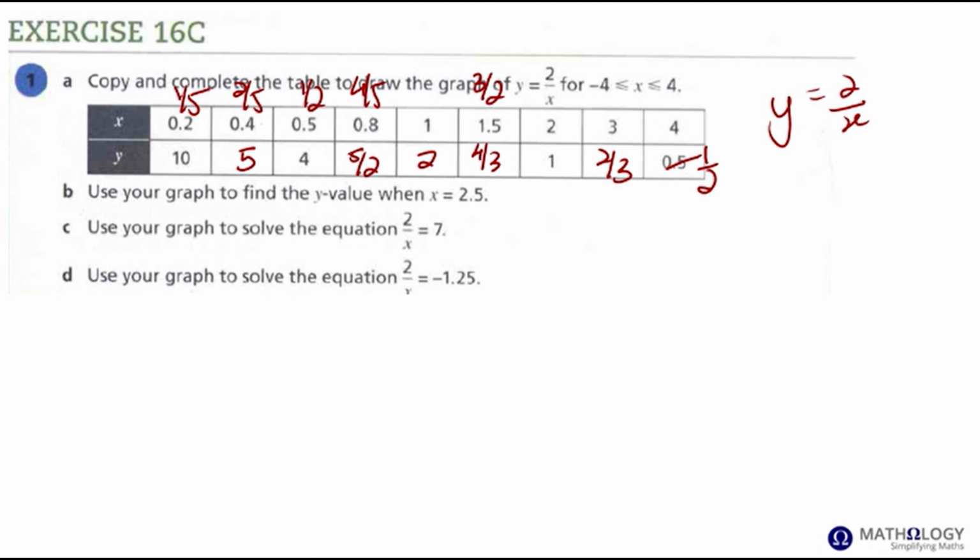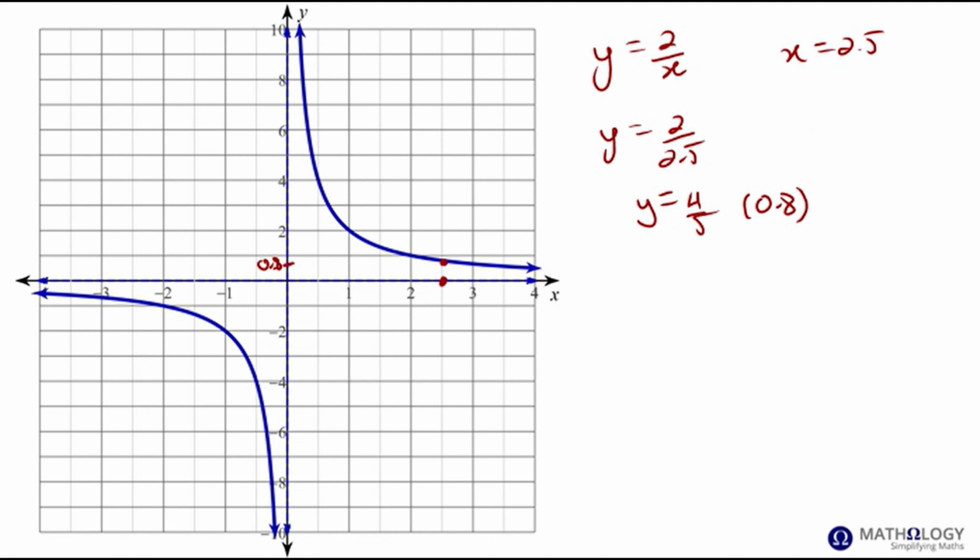Use your graph to solve the equation 2 over x equals 7. So 2 over x equals 7. 2 over x represents y. So this over here is y. We're essentially saying what is the value of x when y equals 7. So we're going to find y equals 7, which is over there. Move across to the graph, which is at this point here. And then we're going to drop a perpendicular down. And we're going to estimate. We have to estimate here because we don't have precise values.